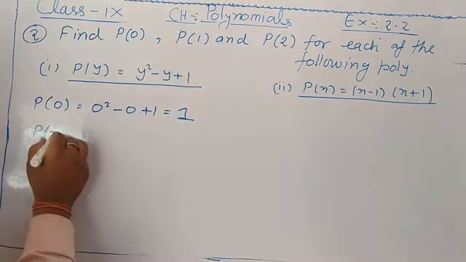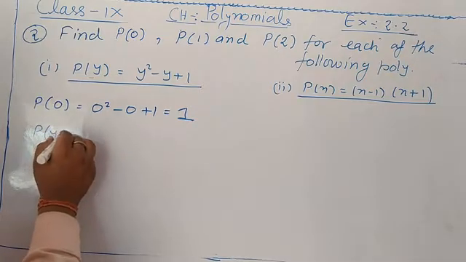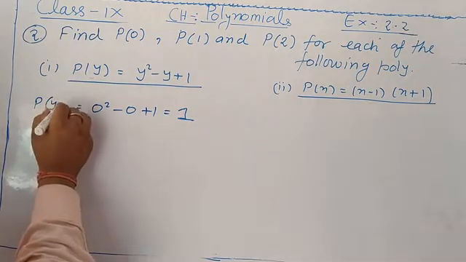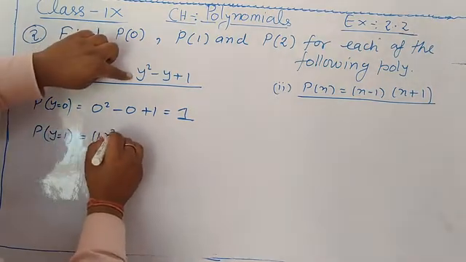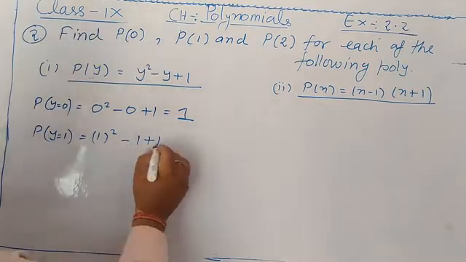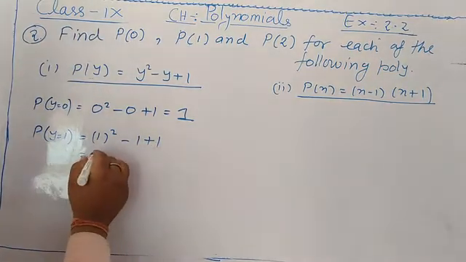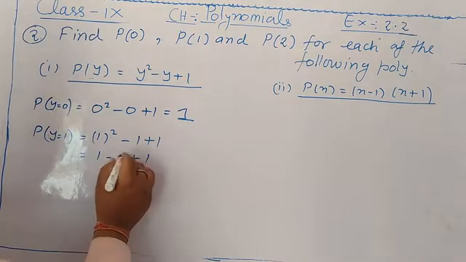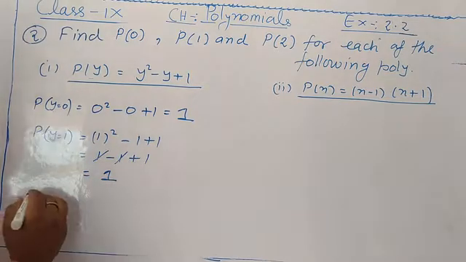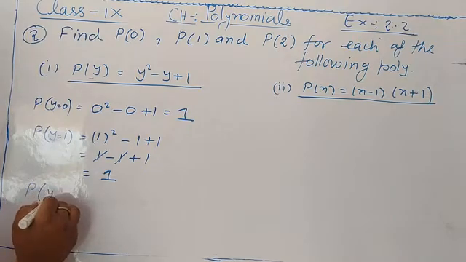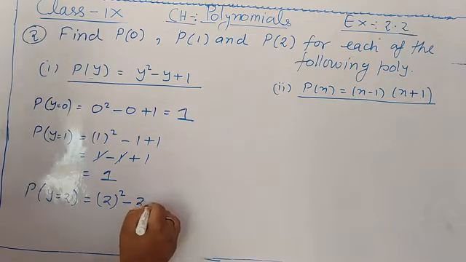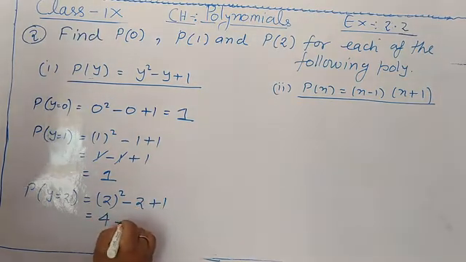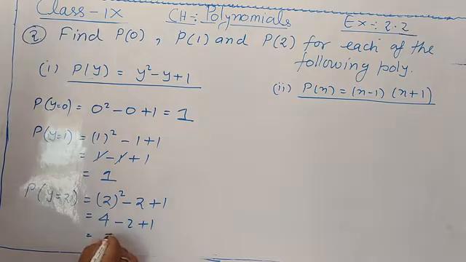Next, p(1): y is equal to 1 in the polynomial. So 1 square minus 1 plus 1 is equal to 1 minus 1 plus 1. 1 and 1 cancel, so it is also equal to 1. Next, student, p(2): 2 square minus 2 plus 1. 2 times 2 is 4, minus 2, plus 1. 4 plus 1 is 5, minus 2 is equal to 3.